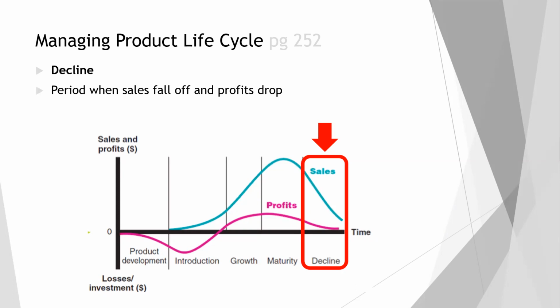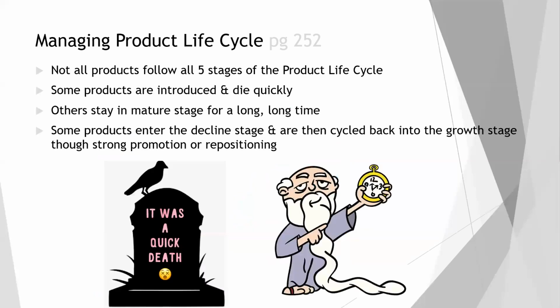Just like when you hit middle age, when you get old, your body starts to deteriorate, your mind isn't as quick as it used to be. The same thing happens with products. You are on the decline, just like these products are.